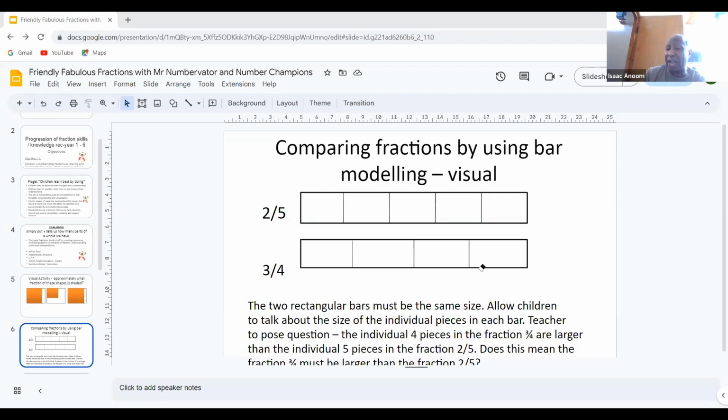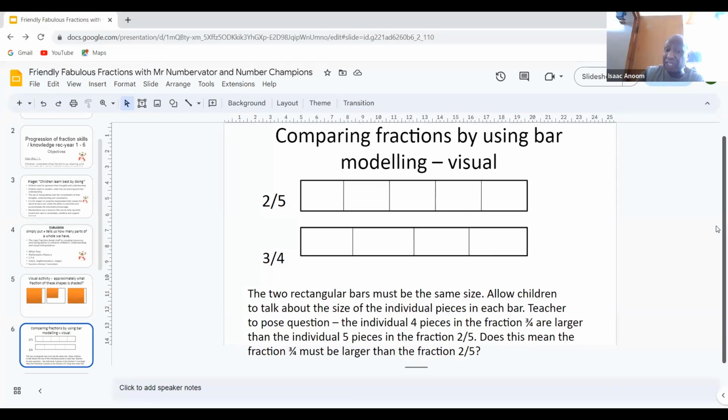And so you can say to them, right, but how much of the bar has been taken up? Then they start to get the idea, the concept of it's part of the whole. How many parts of the whole have been taken up on the rectangular bar? And I think this is the key learning that we need to be getting across to our children. And I've just put on there, the two rectangular bars must be the same size. Allow children to talk about the size of the individual pieces in each bar.